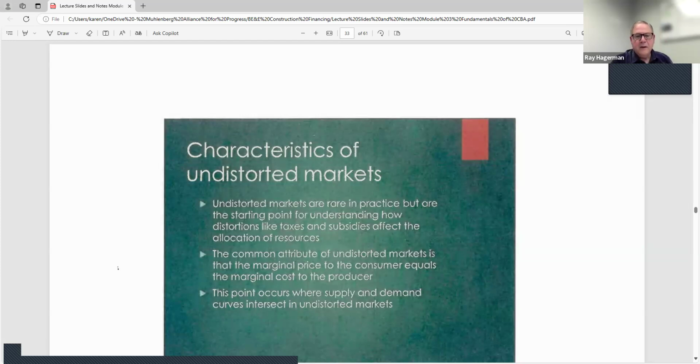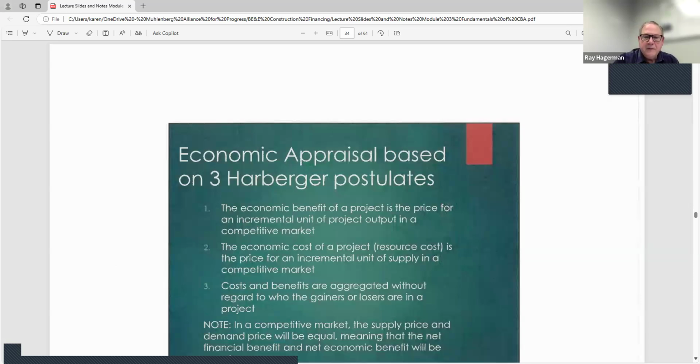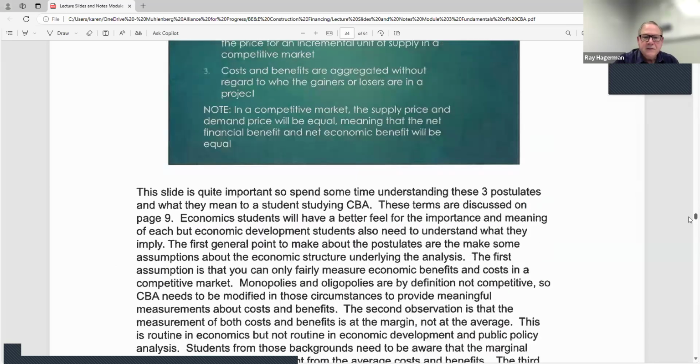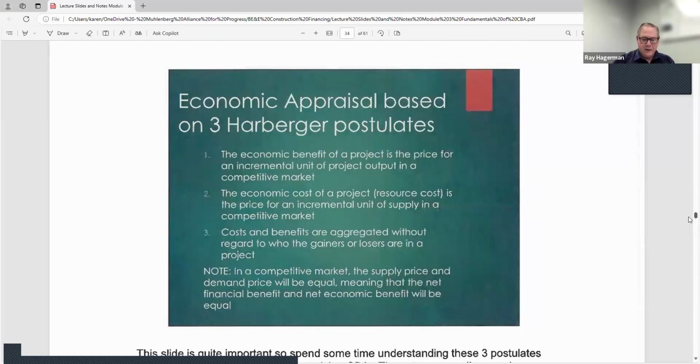We've talked about that before. That's why I put the Harberger triangle in there, to show you where the deadweight loss was. Just a few postulates to remember about Harberger. The economic benefit of a project is the price for an incremental unit of the project output in a competitive market. The second is that the economic cost of a project, or the resource cost, is the price for an incremental unit of supply in a competitive market.